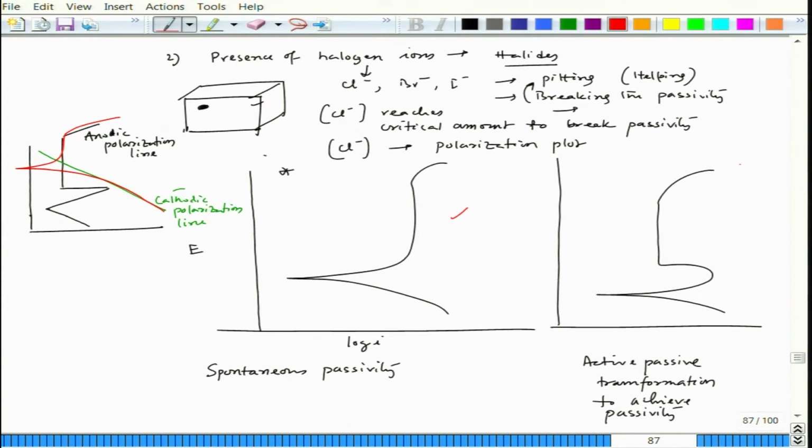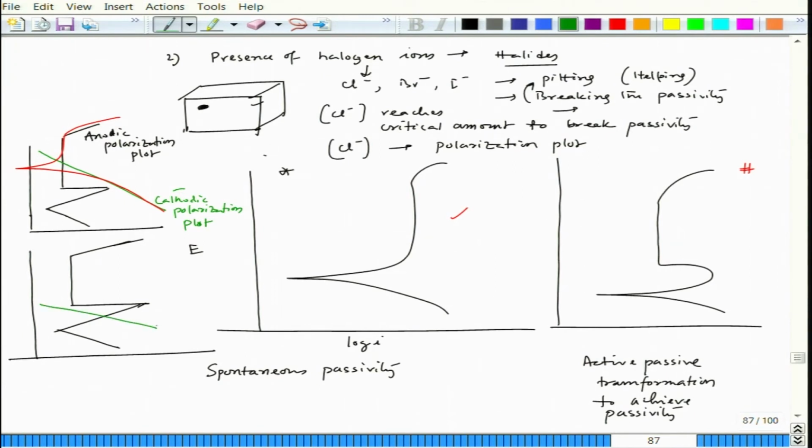Okay. Similarly, in this case, if you want to see why such a kind of plot has arrived, this is my anodic polarization plot. So, this is the anodic line, the black one, and the cathodic line, if I try to see, will cut here. So, this is the cathodic line, the cathodic plot.